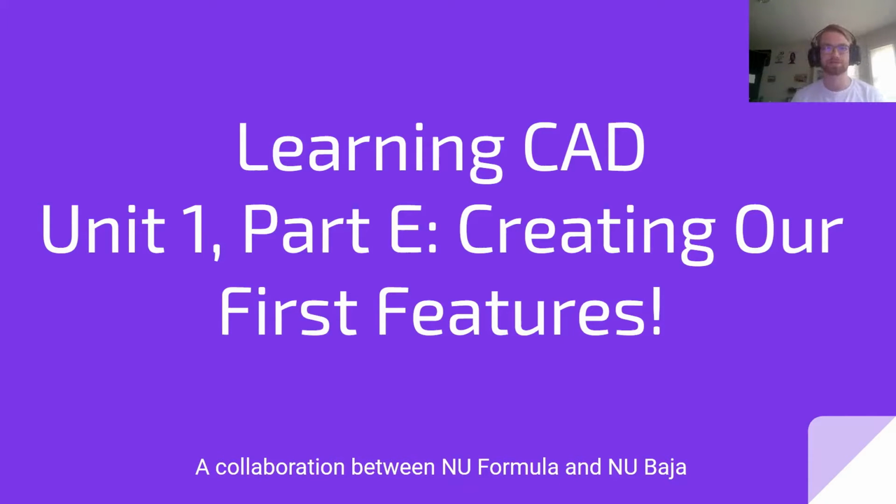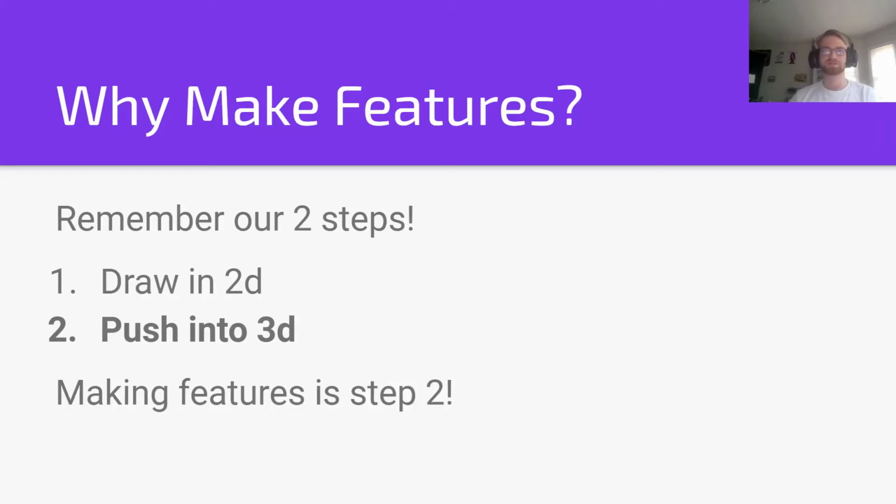Today we're going to be creating our first features, which basically means we're going to be creating our first 3D geometry. Now remember, our two-step plan involved drawing into 2D, which we did in the last video with the sketch tool, and number 2, pushing into 3D, which is what we're going to be doing today with the features tab and some specific features we'll talk about.